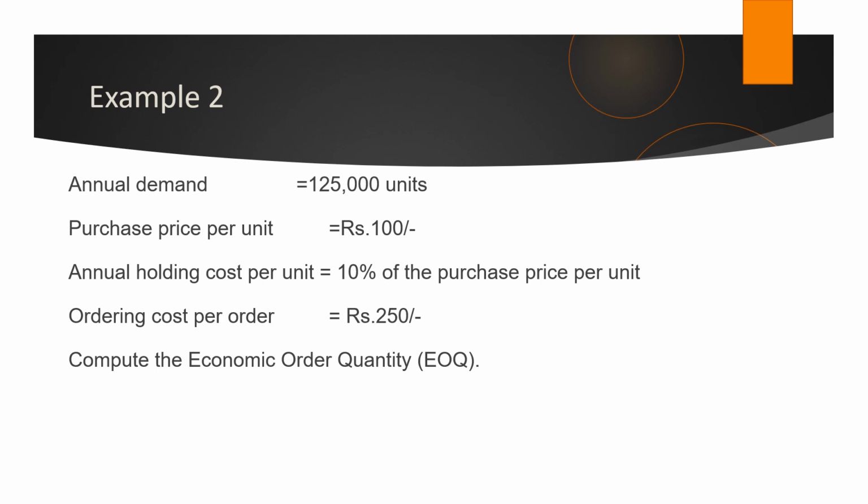Now based on these values, please calculate the economic order quantity. You have to assume that the annual demand is 125,000, the purchase price is 100, so annual cost of holding is 10% of that, which is 10 rupees. Then the ordering cost per order is 250. Therefore, the ultimate EOQ will be 2,500 units.